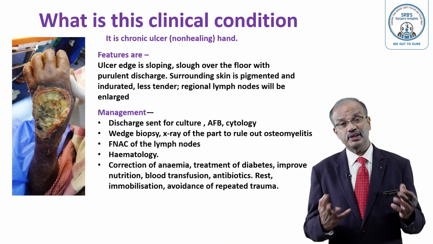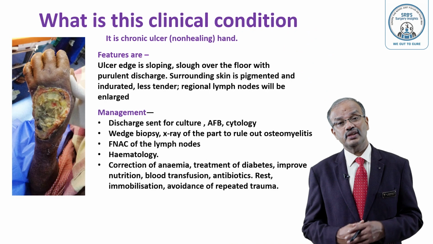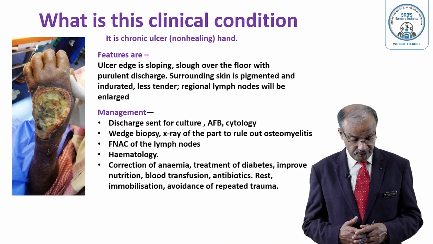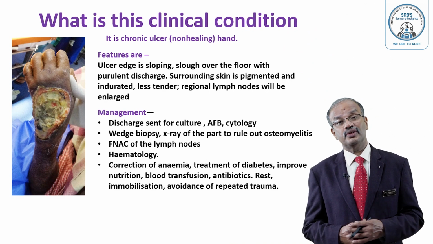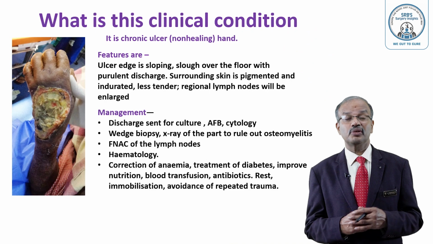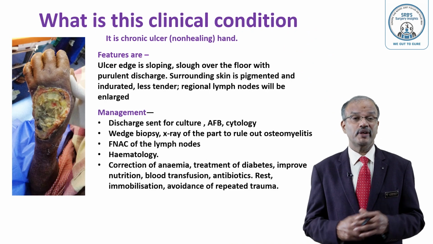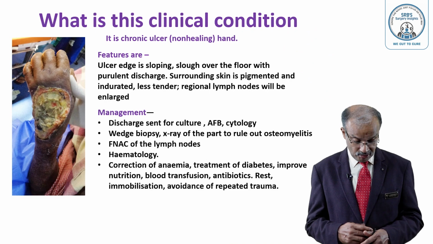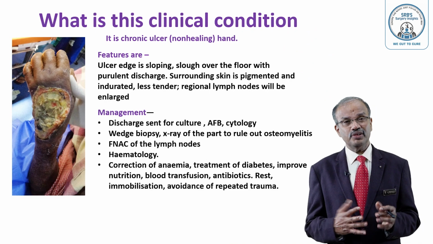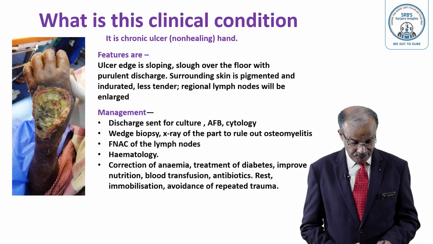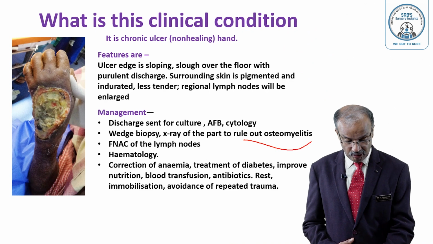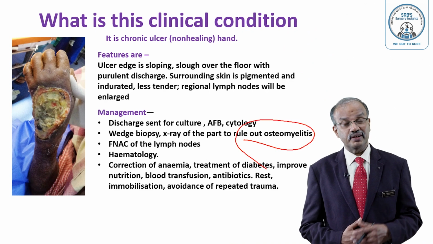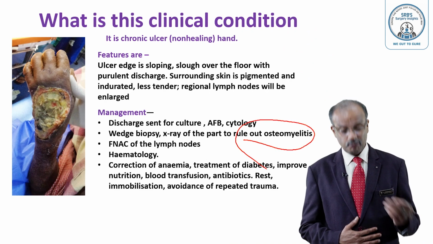And for the discharge, you have to do cytology, culture, AFB if it is tuberculosis, and wedge biopsy if you are thinking of something else. Sometimes tissue biopsy also you have to do for uncommon bacteria, the atypical mycobacteria. Tissue culture is important rather than discharge culture. So all those things you have to decide depending on the situation, your trial and treatment. And X-ray should always be done because osteomyelitis of the wrist bones and metacarpals may be possible.